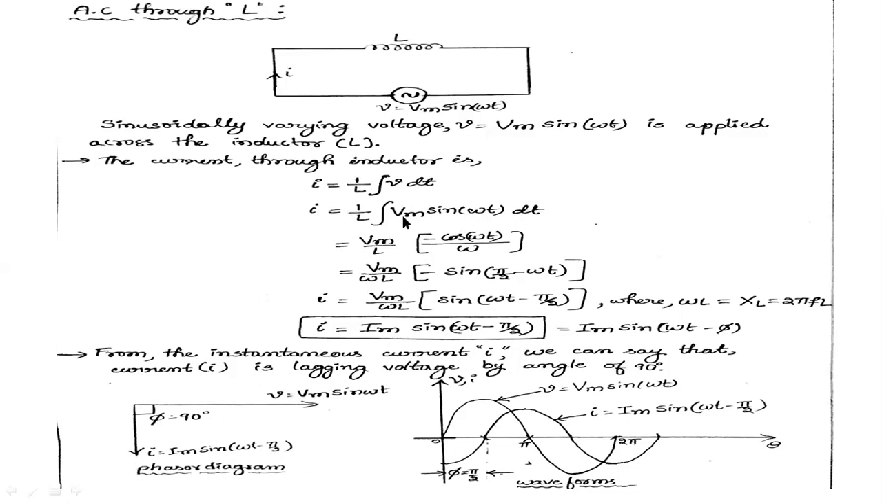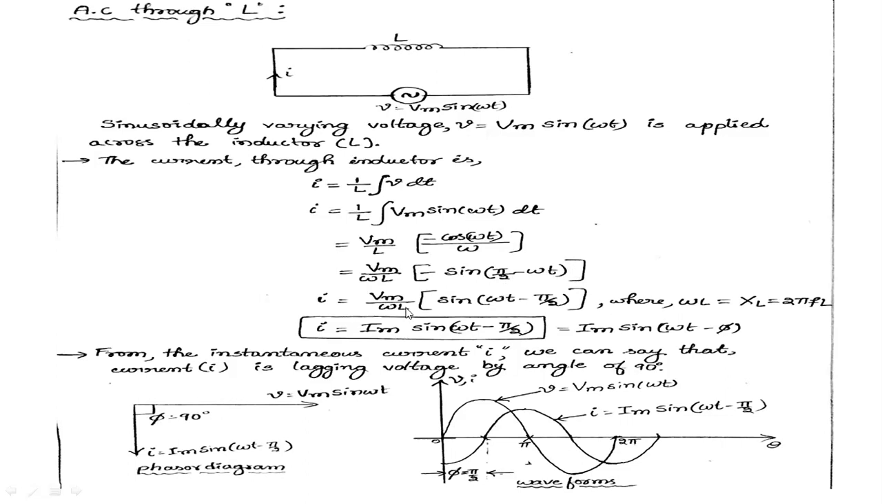Then taking common, Vm by L integral of sin omega t dt, which gives minus cos omega t by omega. So Vm by omega L times minus cos omega t. I am going to write it as sin of 90 minus theta equals cos theta, so minus cos omega t equals minus sin of pi by 2 minus omega t.